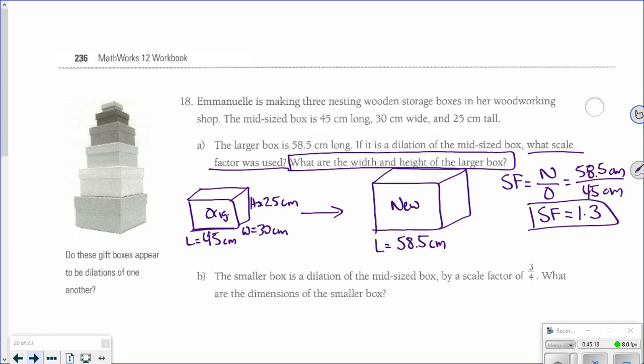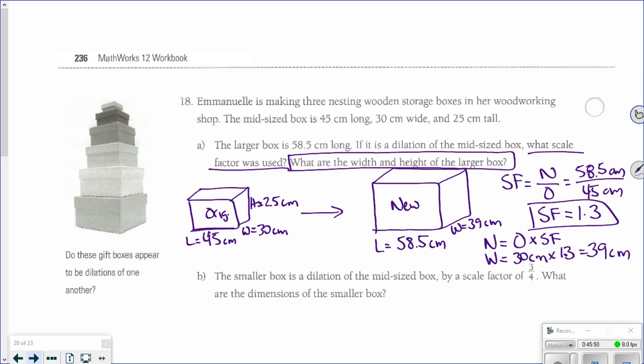The next part says, what are the width and the height of the larger box? Now that I know my scale factor, I can calculate those because I know that my new side is the same thing as my original times my scale factor. So for my width, my original width was 30 centimeters. I'm going to times it by my scale factor of 1.3. 30 times 1.3 is 39 centimeters. So my new width is going to be 39 centimeters.